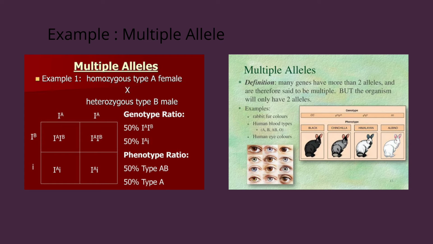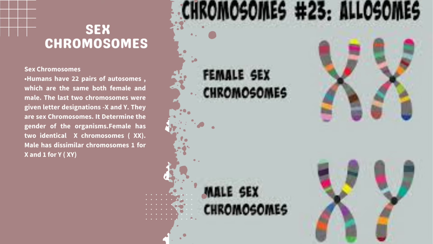Now we have also the multiple alleles. Many genes have more than two alleles, and are therefore said to be multiple, but the organism will only have two alleles. Next, we have also the sex chromosomes.